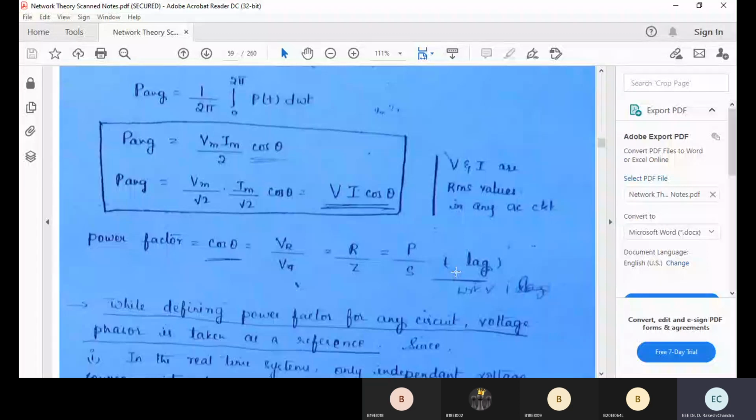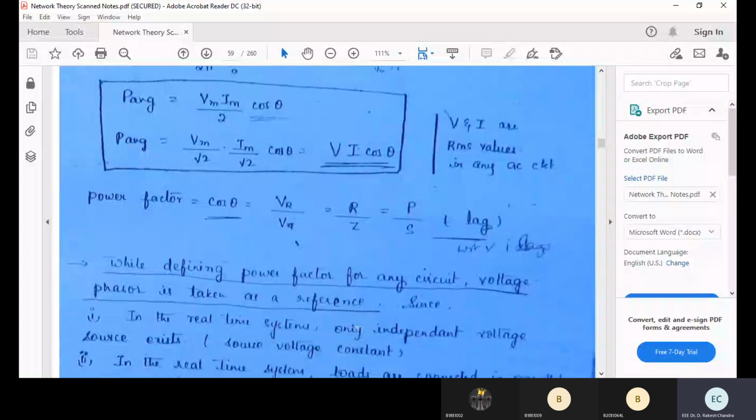Suppose in a circuit, current lags the voltage by 30 degrees. What is the power factor? Cos 30, which is root 3 by 2, 0.866. In a particular circuit, 60 degrees, then cos 60, which is 0.5. In a particular circuit, your current lags the voltage by 45 degrees, then cos 45 is 1 by root 2, approximately 0.707, right? So like that it will be.